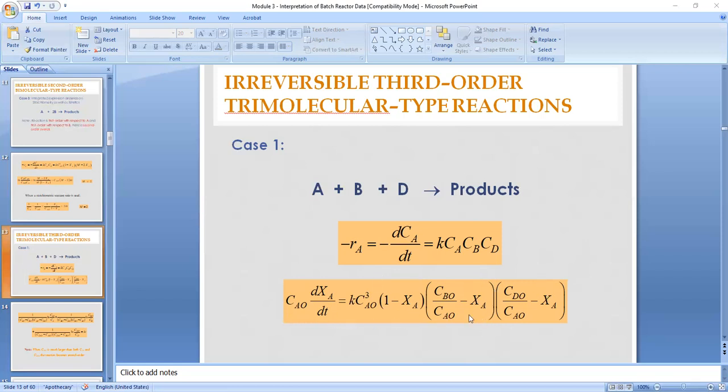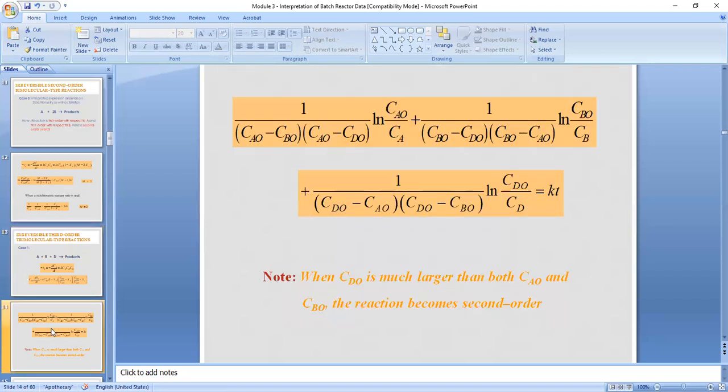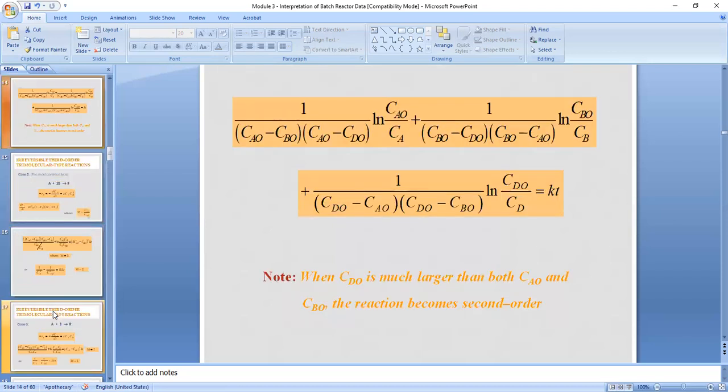Okay, so this will be your DE. If you do separation of variables, you will have to use the method of partial fractions, because you have three linear factors in terms of the unknown function x sub A. If you process this DE, this is the finished equation derived already by Levenspiel. So this is the equation given in Levenspiel.